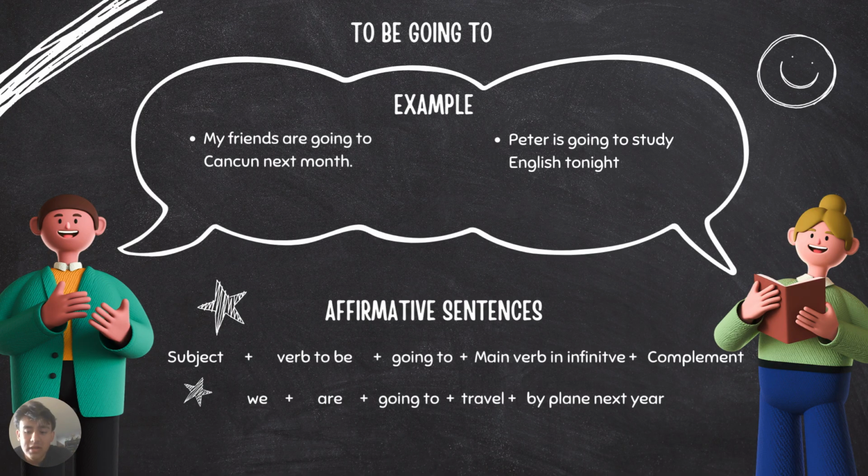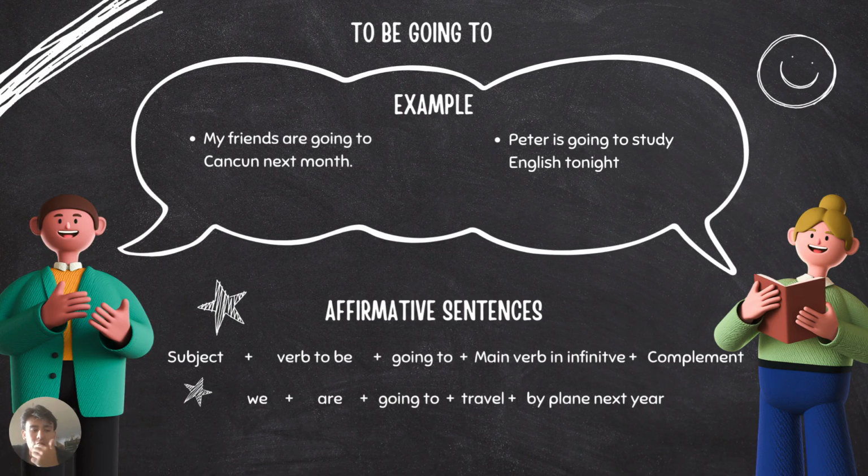In Module 6, we use be going to for intentions or things we have already decided. For example, my friends are going to Cancun next month, or Peter is going to study English tonight. So the affirmative structure is: subject, verb to be, going to, and main verb in infinitive, plus complement. So, we are going to travel by plane next year.